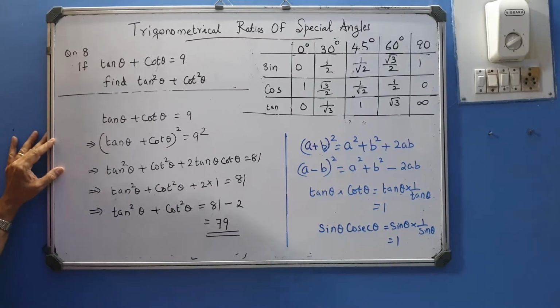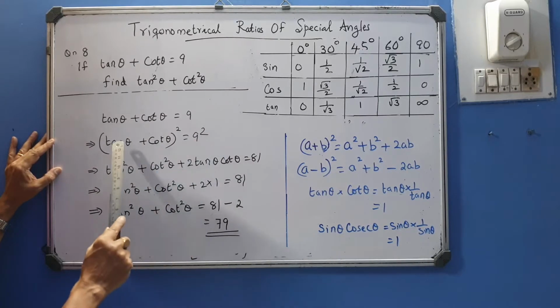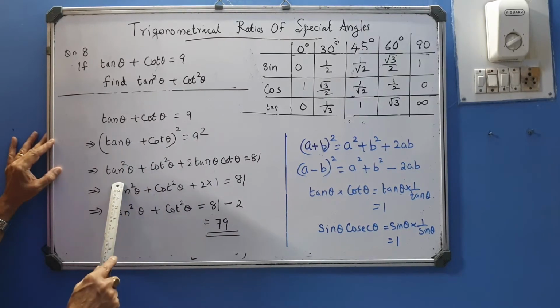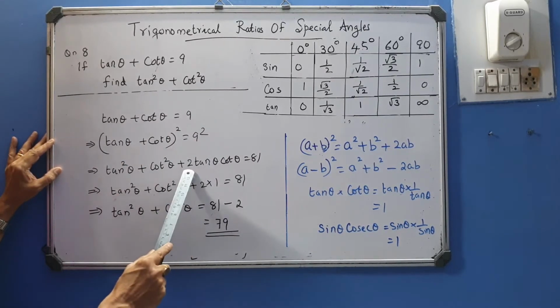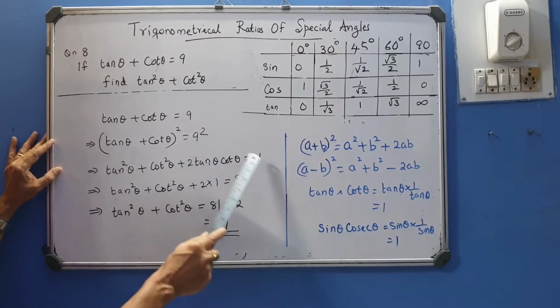So this is a very simple question. Tan theta plus cot theta is 9. Square both sides. Square of tan is tan square theta. Square of cot is cot square theta. Plus middle term is 2ab, that is 2 tan theta into cot theta. Square of 9 is 81.